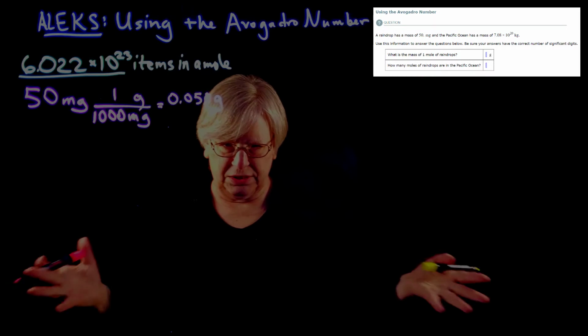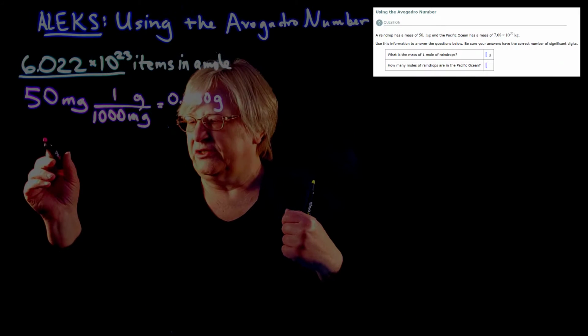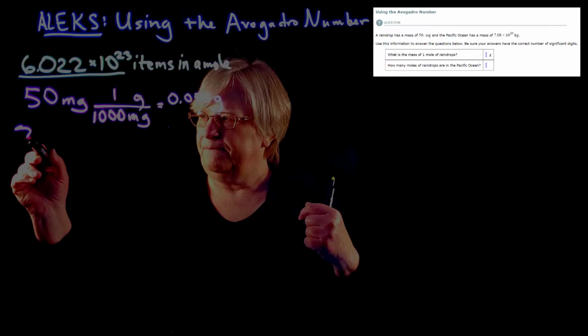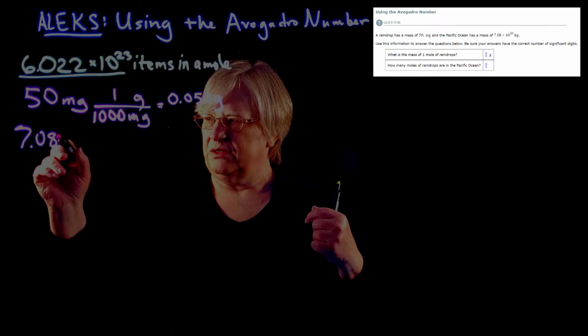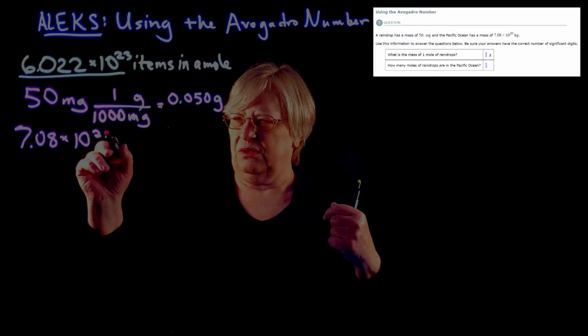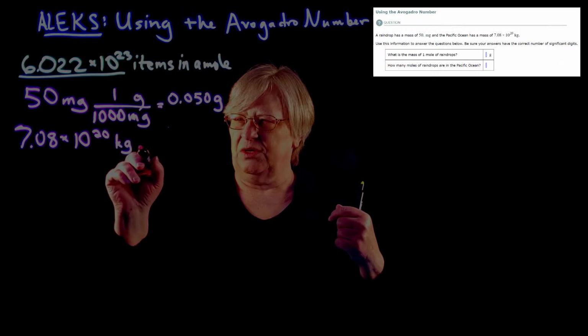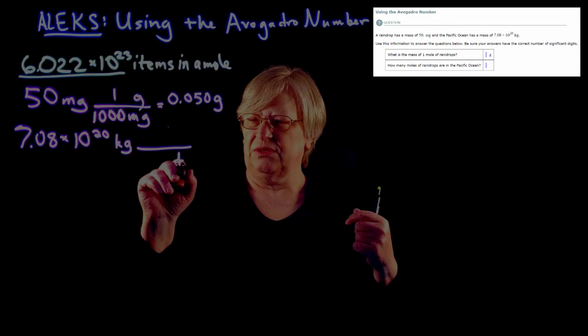All right. How about the Pacific Ocean? Okay, Pacific Ocean, big old place, right? How much does it weigh? All right, so let's look at that. That is 7.08 times 10 to the 20th kilograms, right? And so we need to change kilograms to grams.